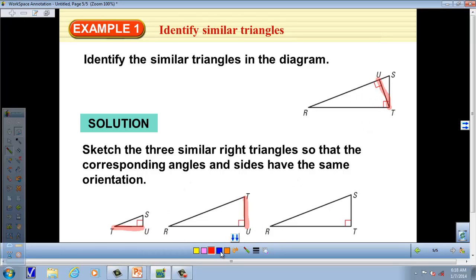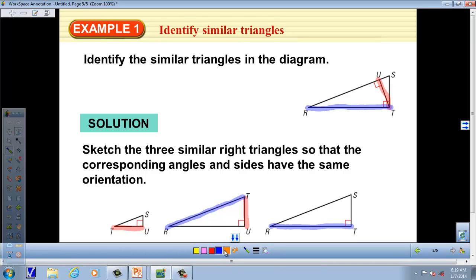If we look at this leg right here, it's also on 2 of the triangles. It is on this triangle right here. Here's RU, and I'm sorry, I did that wrong. Here's RT, which is this, and RT is also here. So RT is the hypotenuse on the medium triangle. It's the long leg on the biggest triangle.